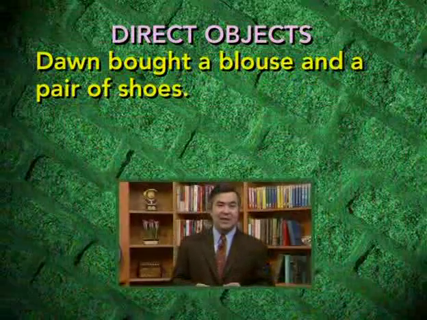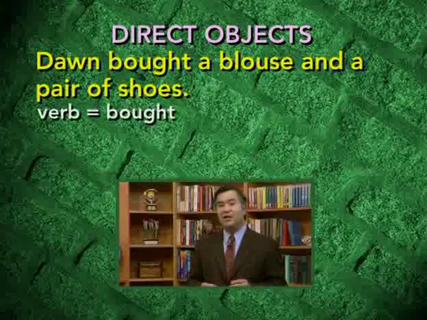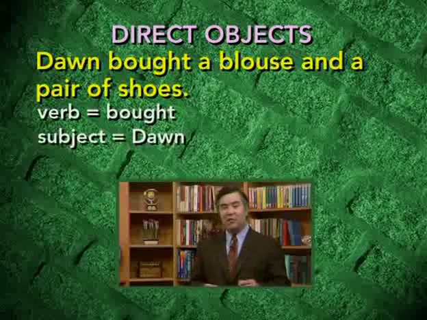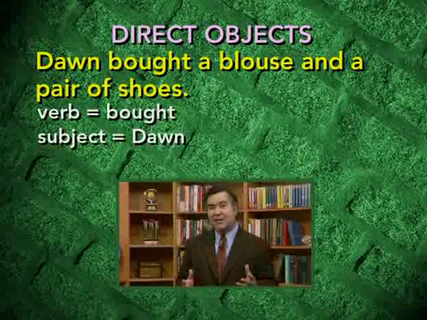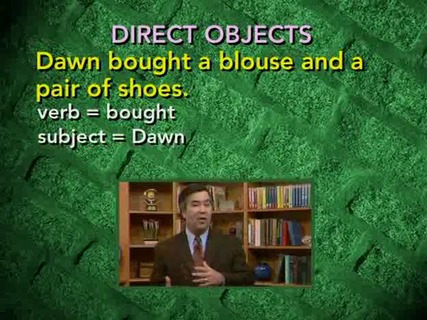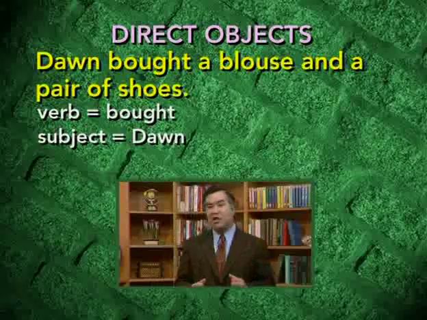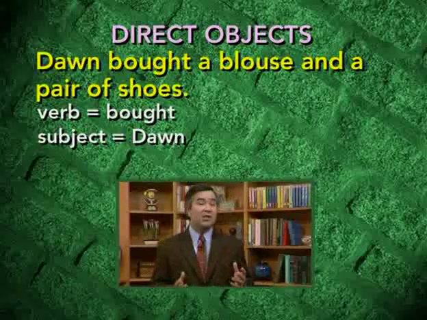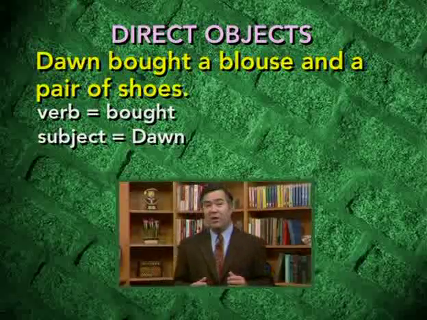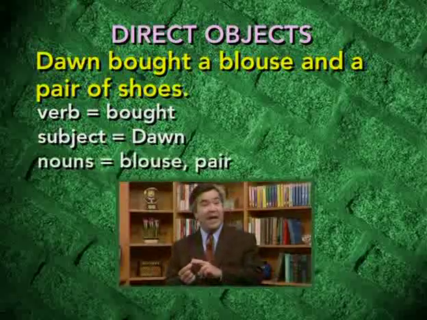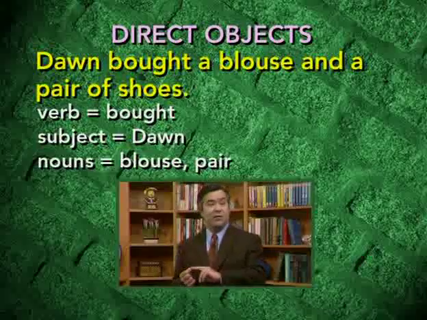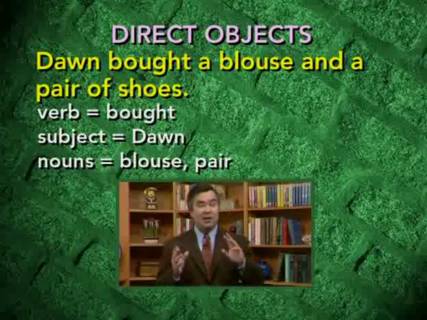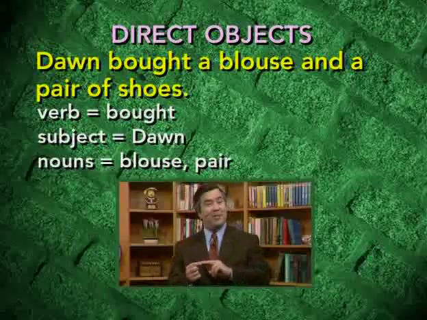What's the verb in this sentence? The verb is bought. The subject, Dawn. She's the one who did the buying. Now, is there anything in the sentence that tells us what Dawn bought? Anything that receives the action of the buying? Well, the answer is there are really two things that Dawn bought. She bought a blouse and a pair of shoes. The two main nouns in those phrases would be the direct objects, blouse and pair.